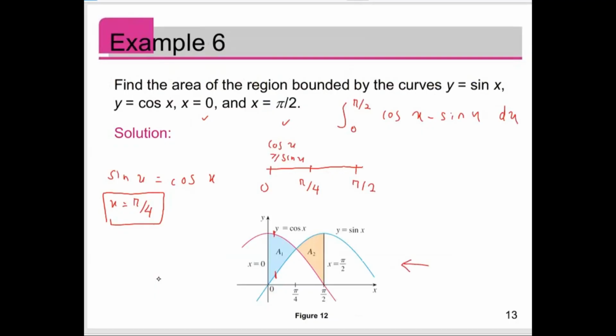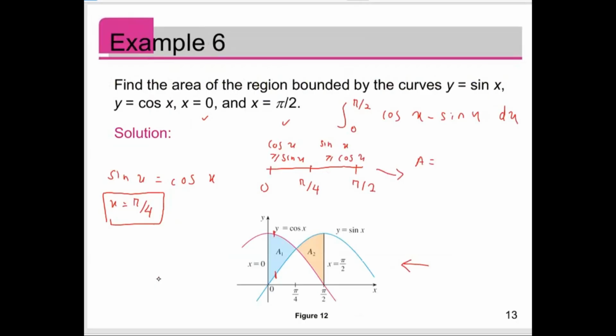And then for the second interval from pi over 4 to pi over 2, you are going to see that this case is inverse. Sine x is greater than or equal to cos x. And then from here, without the figure again, you can construct the formula to find the area bounded by the curves and the lines x equal to 0 and x equal to pi over 2.